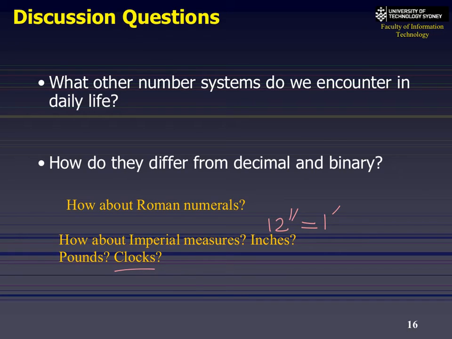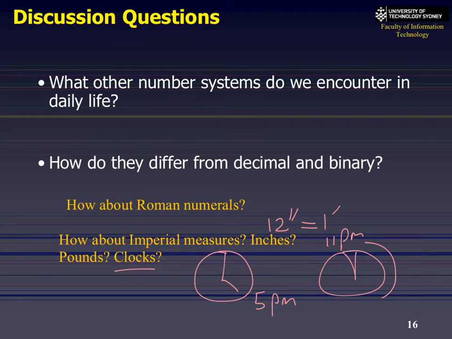The old classic clock. That's 5 p.m. That's 11 p.m. And then it cycles around. 12, we have noon, or midnight actually. Then 1 o'clock, 2 a.m. and so on. It's an irregular system. Everything seems to be based in powers of 12 for some reason.